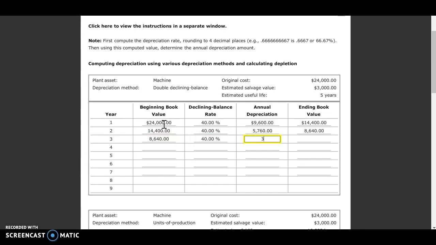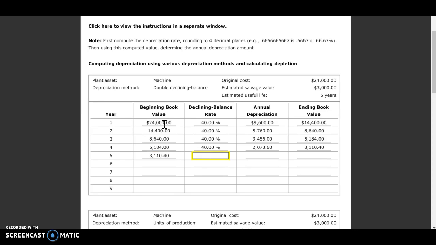My depreciation then for year 3 is going to be 3,456. Ending book value is going to be 5,184. It's my beginning book value, 40%. My annual depreciation for year 4 is 2,073.60. Ending book value is going to be 3,110.4. That will be my beginning book value of year 5.